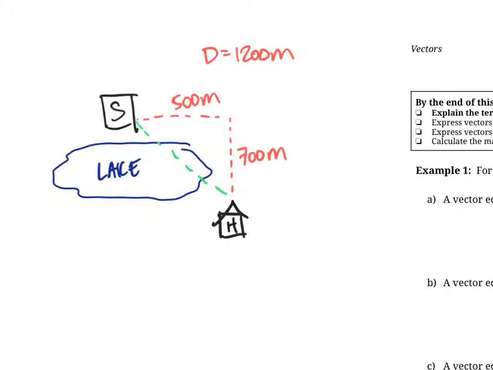If we're just stuck with the 700 meters and the 500 meters as a description, we don't have enough information to figure out what that direct distance is. These values that we have here we call scalars. And a scalar is the numbers you're used to seeing. So these are all scalars. Essentially what scalars have is they just have a magnitude. And a magnitude just means an amount, right? So 700 meters is a magnitude. 500 meters is a magnitude.